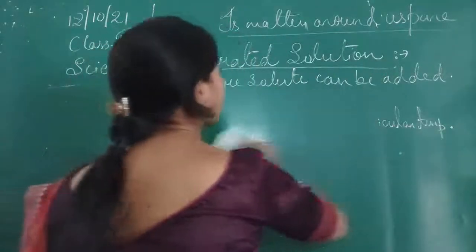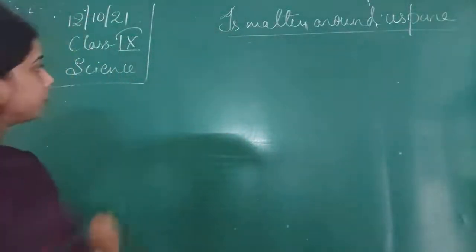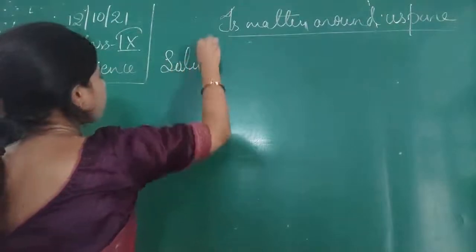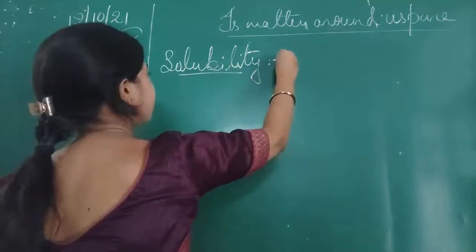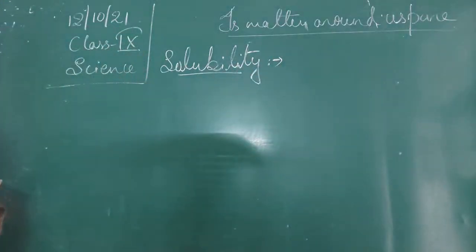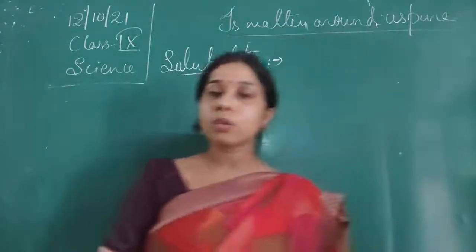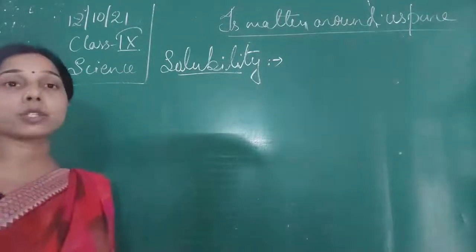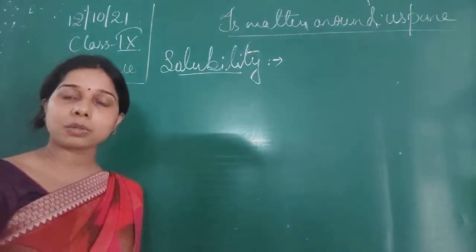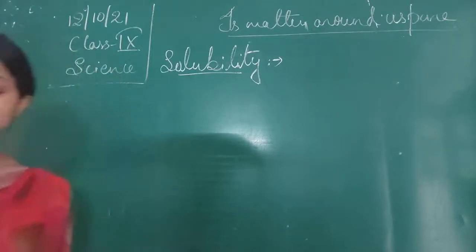Then solubility. The next one is solubility. Solubility is the amount of solute which is required to be dissolved in the solvent in order to make it a saturated solution at a particular temperature. That is called the solubility of the solution.